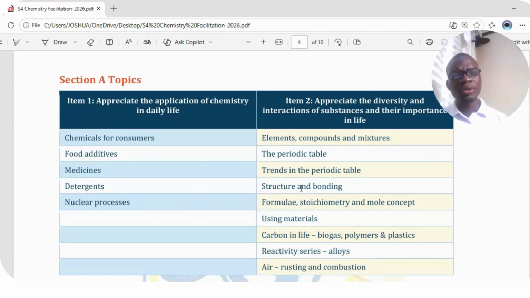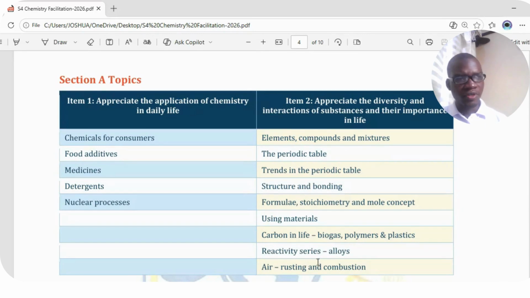Then topics which are set in item 2 of section B. First of all, what you need to know is that this item always appreciates the diversity and interactions of substances and their importance in life. So the topics which are set, we have elements, compounds, and mixtures. Then we have the periodic table, trends in the periodic table, structure and bonding, formulae, stoichiometry, and the molar concept. Then we have using materials, carbon in life, where we talk about biogas, polymers, and plastics. Then we have the reactivity series, where we talk about alloys, and then we have air, where we talk about rusting and combustion.